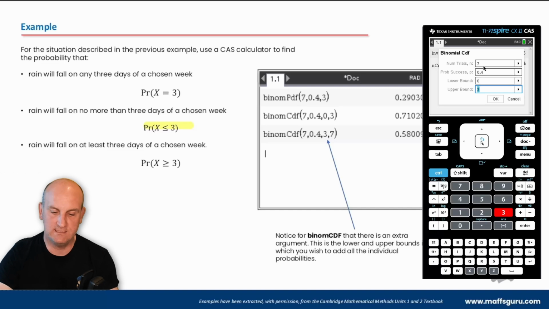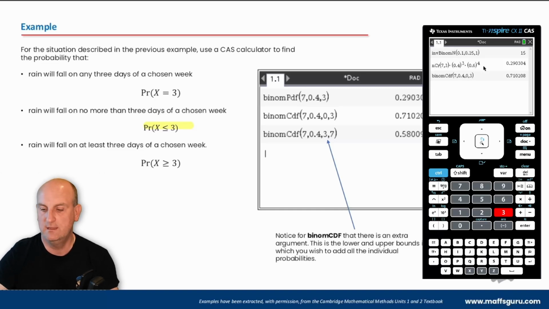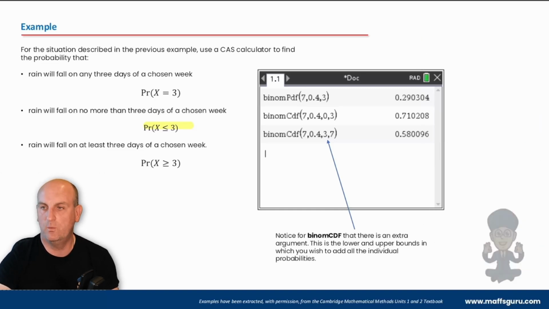And when I hit enter, I get 0.710208. So there we go. Again, just by using a binomial CDF, I can get a range of probabilities and add them together. What about x is greater than or equal to 3?